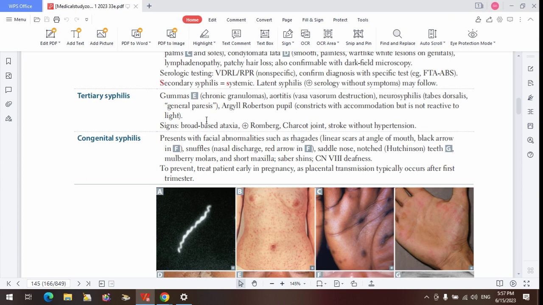People with tertiary syphilis also experience Argyll Robertson pupil. I know we know Argyll Robertson pupil. So when you try to shine light, the pupils will not constrict. Once you bring an object close to that pupil, they will constrict because the accommodation reflex is intact, but your pupillary light reflex is gone. So that one is actually linked to a problem with the Edinger-Westphal nucleus fibers.